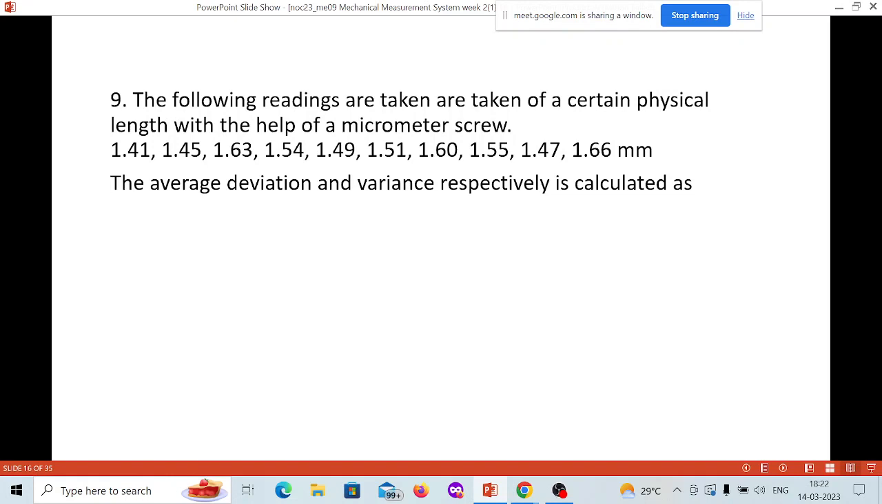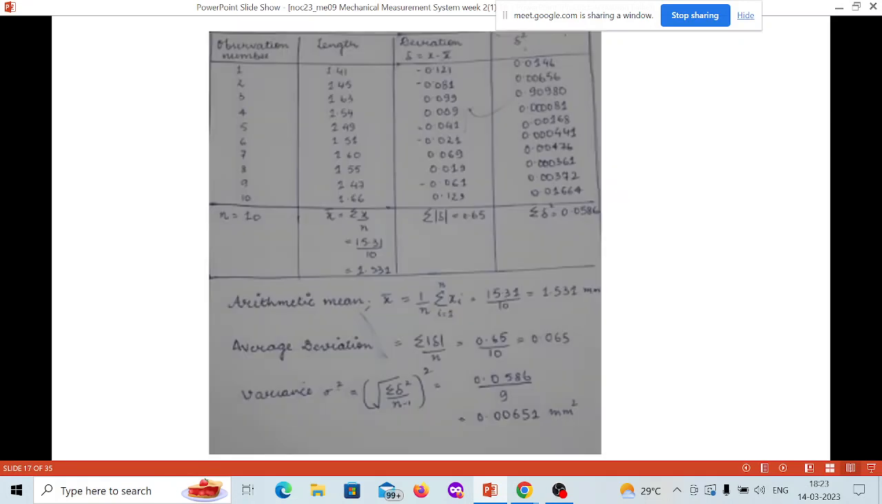So you have a micrometer screw which is used to measure a certain length of a system, and the readings are given. You have 10 readings, and you have been asked to calculate the average deviation as well as the variance of the data. You have 10 observations listed, with the measured lengths: first 1.41, 1.45, 1.63 as per the given values, up to 1.66, the 10th reading.